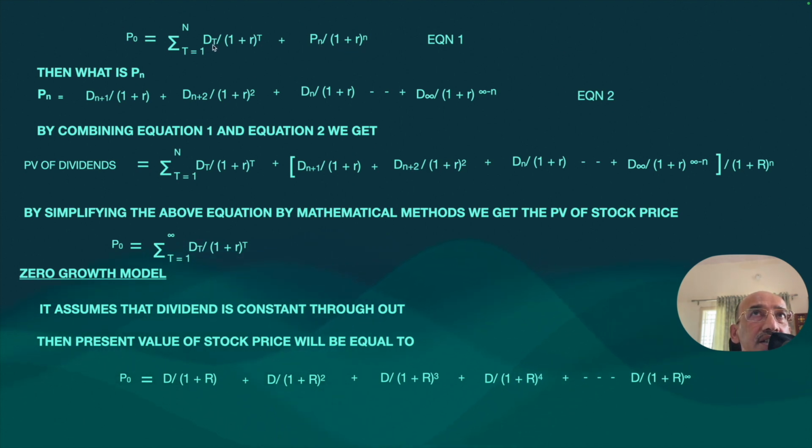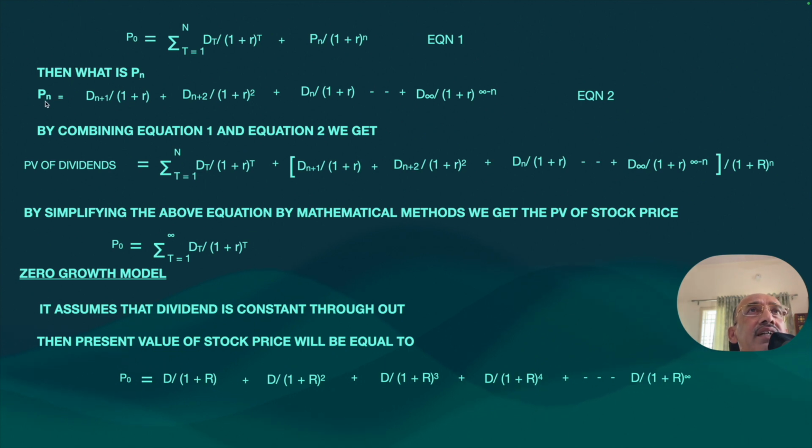Isn't it? Just the way we found the present value of the dividend by dividing it by 1 plus r to the power of t, here also, when we sell the share in the nth year, you will get Pn as the value of the share. You divide it by 1 plus r to the power of n. That n can be 10 years, 5 years, as I have just explained. Now coming then, what is this Pn?